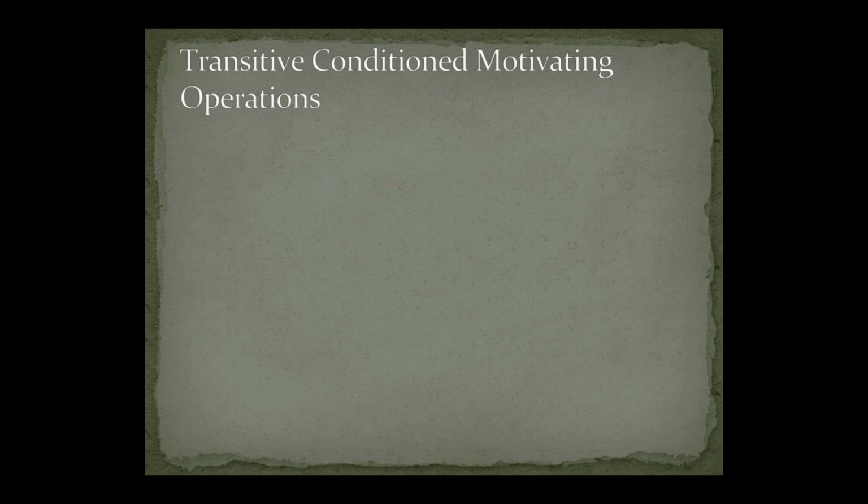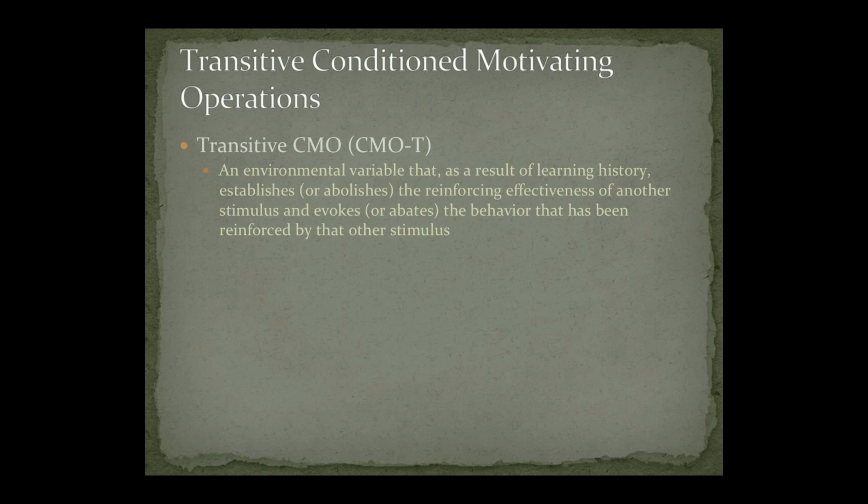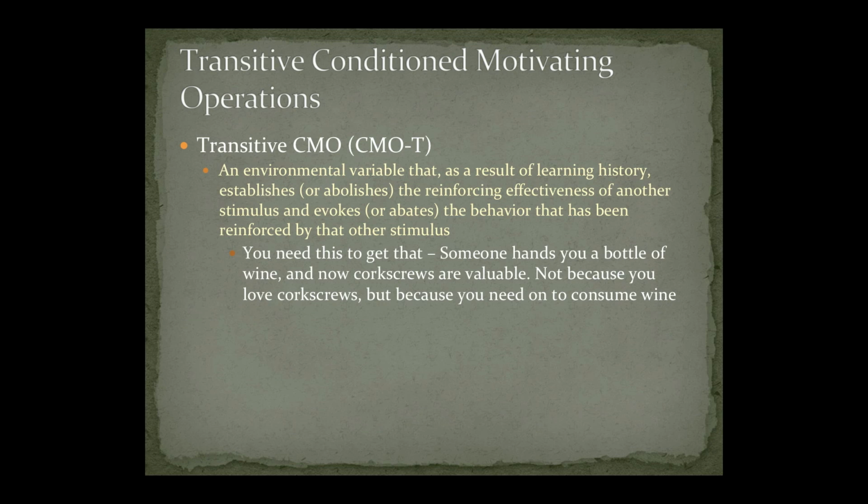Transitive conditioned motivating operations. Transitive CMOs are an environmental variable that, as a result of learning history, establishes or abolishes the reinforcing effectiveness of another stimulus and evokes or abates the behavior that has been reinforced by that other stimulus. You need to get this to get that. Someone hands you a bottle of wine, and now corkscrews are valuable, not because you love corkscrews, but because you need to consume wine.